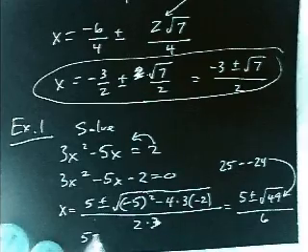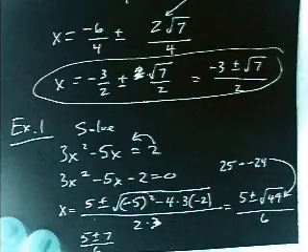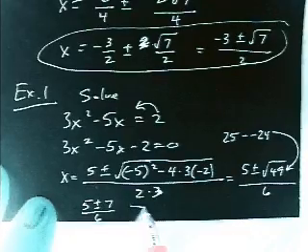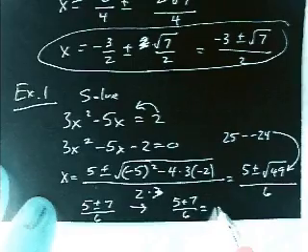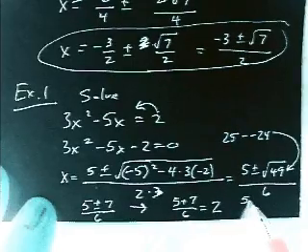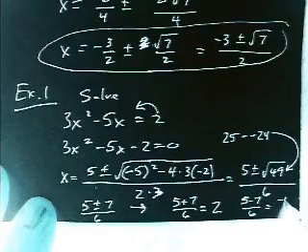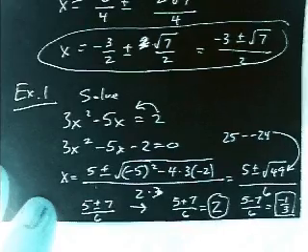Now, when you have 5 plus or minus 7, because we know the square root of 49 is 7, over 6, I want you to understand something. 5 and 7 are both like terms. You can add them together. You can subtract them. So my two answers, I got 5 plus 7 over 6. That's 12 over 6, which is 2. And 5 minus 7 over 6, which is negative 2 over 6, or negative 1/3. So these are my two solutions.